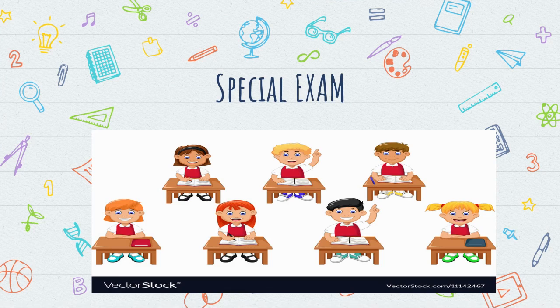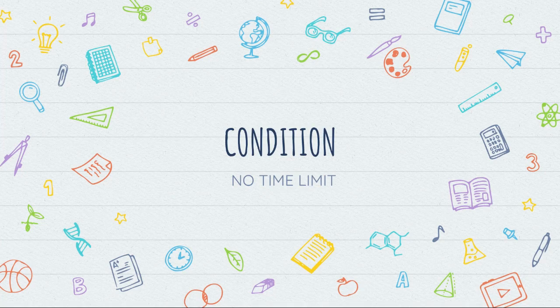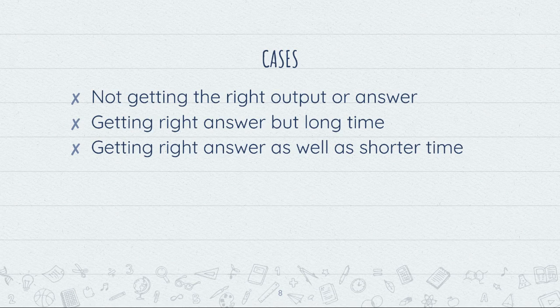There is a special exam going on where students are asked to solve a problem. But there is a special condition that there is no time limit. You can take as much time as you want. So what will happen? We get three types of cases. The first is a class of students who are not able to get the answer even after taking so much time. The second class of students are able to get the answer, but they take a long time. And the third class of students get the answer as well as do it quickly.